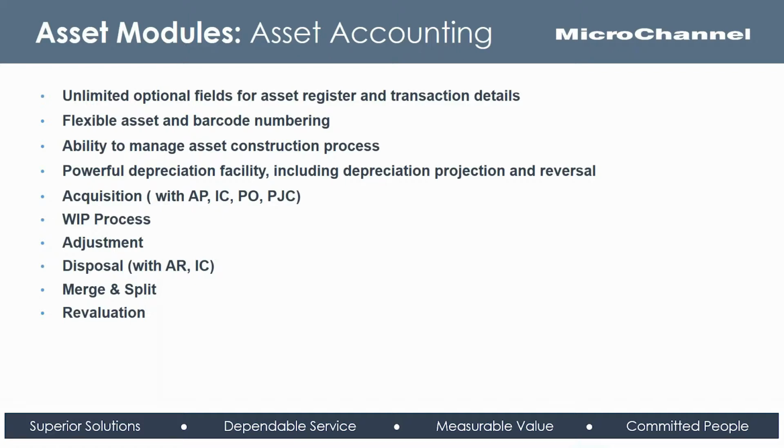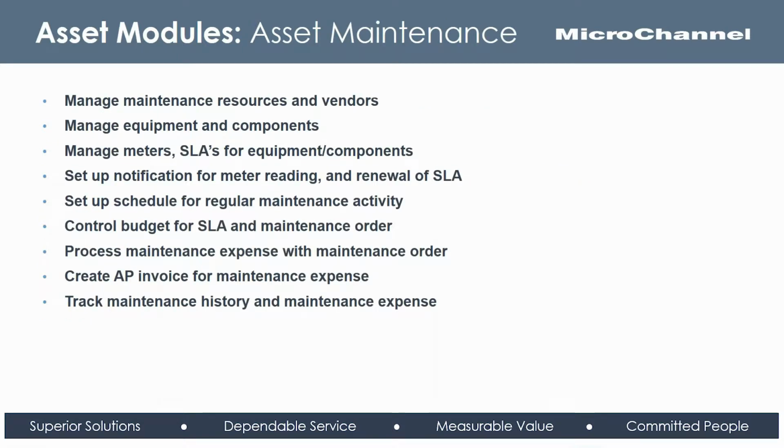The asset accounting module handles acquisitions, and in those acquisitions, you can process them via accounts payable, inventory control, purchase orders, or project and job costing. The asset accounting module handles work in progress processing. Adjustments, and adjustments could be anything from adjusting the category, the cost center the asset belongs to, the number of years you depreciate over. It handles disposals with accounts receivable or inventory control. The asset accounting module does merging of assets, splitting of assets, and the revaluation of assets.